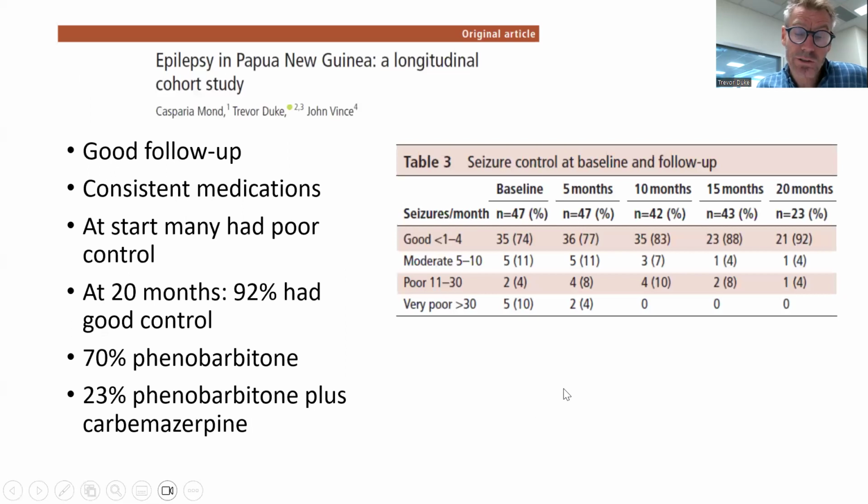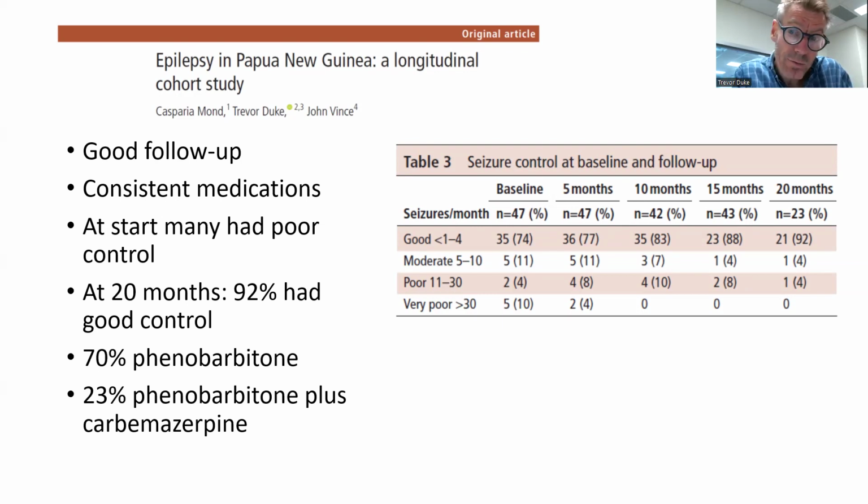And I think the best study of this actually is from PNG, from Dr. Kaspari Amond, the paediatrician now in Goroka, and she followed a large group of children who had epilepsy for almost 2 years. At the start, many of these children, the 47 children she followed, had either poor or very poor control. But after 20 months of follow-up and adjusting their medications, 92% had very good control.